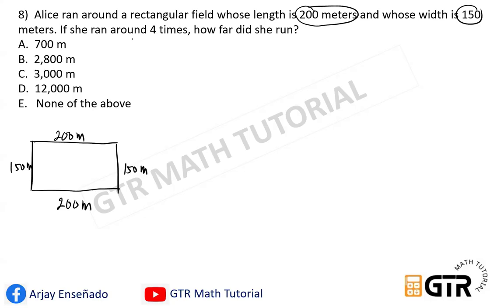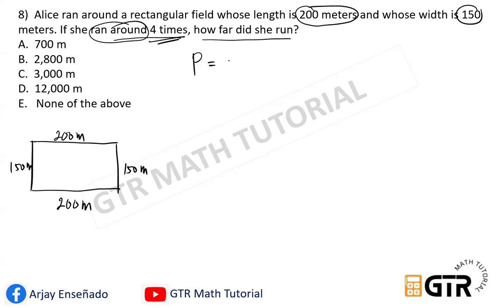So if Alice ran around 4 times, how far did she run? This is just a perimeter problem. We solve first the perimeter, which is the total distance if Alice ran around once. Okay, so that is the perimeter. Since Alice ran around 4 times, we will just multiply the perimeter by 4.